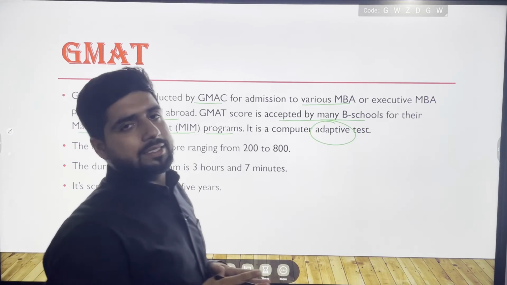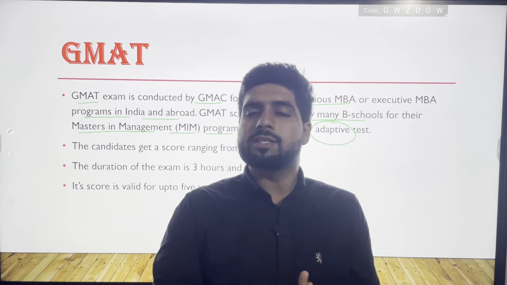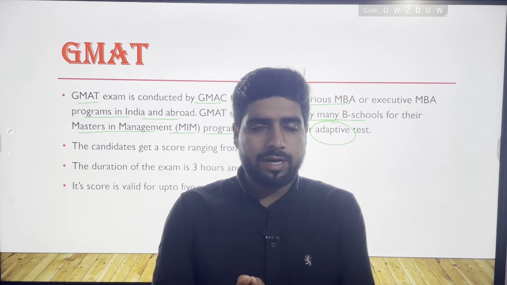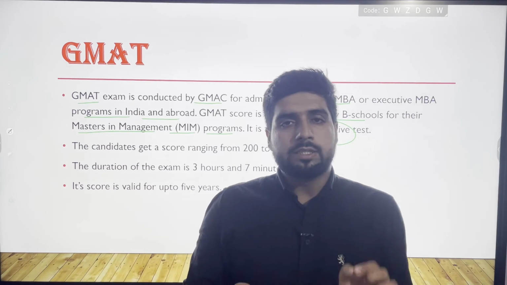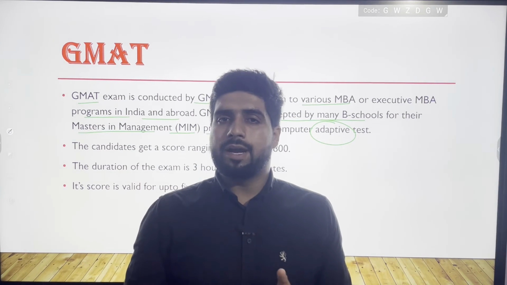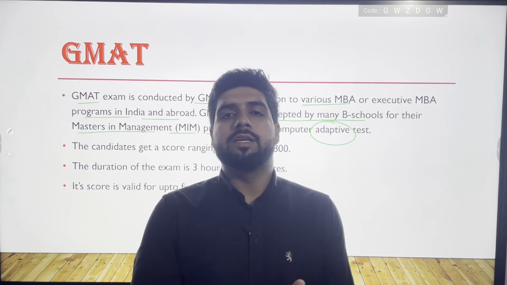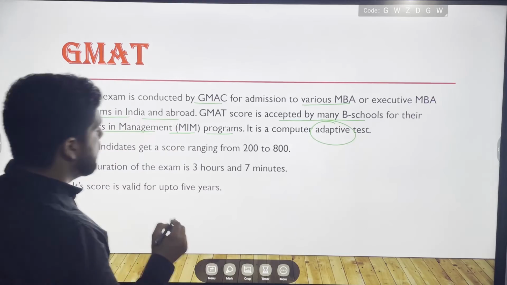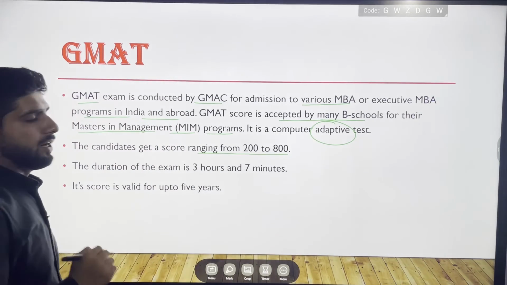कि जो भी हमारा exam pattern है, when we give the answer to the first question, if it is correct, the next question will be difficult. If the second is also correct, the third will be more difficult, the fourth will be more difficult. So means जब तक हम आंसर को right करते रहेंगे, the level will keep getting more difficult. Once you give a wrong answer, the next question you get will be an easier one. That's why the candidates get a score ranging from 200 to 800.